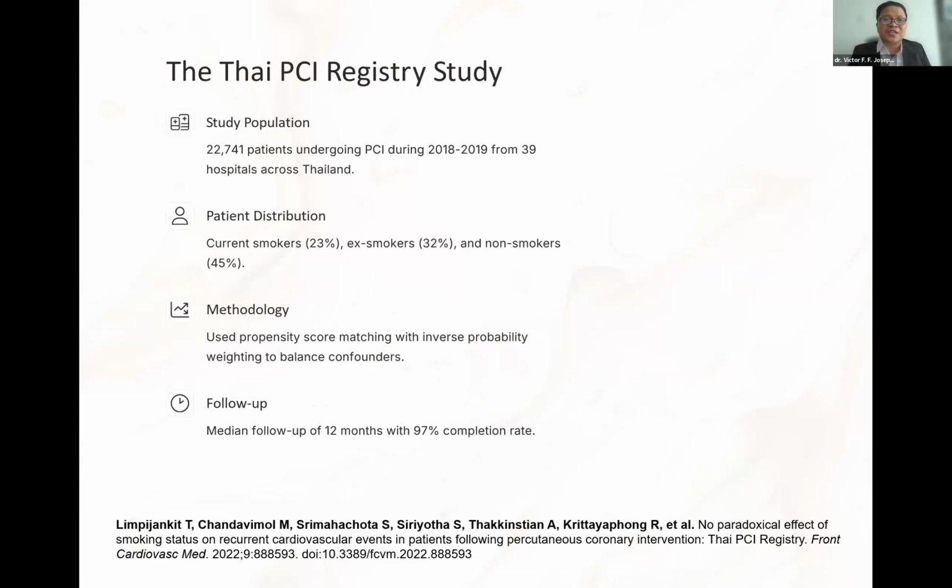Okay, from the Thai PCI registry study, 22,741 patients underwent PCI during 2018 until 2019 from 39 hospitals across Thailand. The patient distribution is current smoker, ex-smoker, and non-smoker. Non-smokers are the majority. The methodology used propensity score matching with inverse probability weighting to balance confounders, and this was followed up at 12 months with a 97% completion rate.